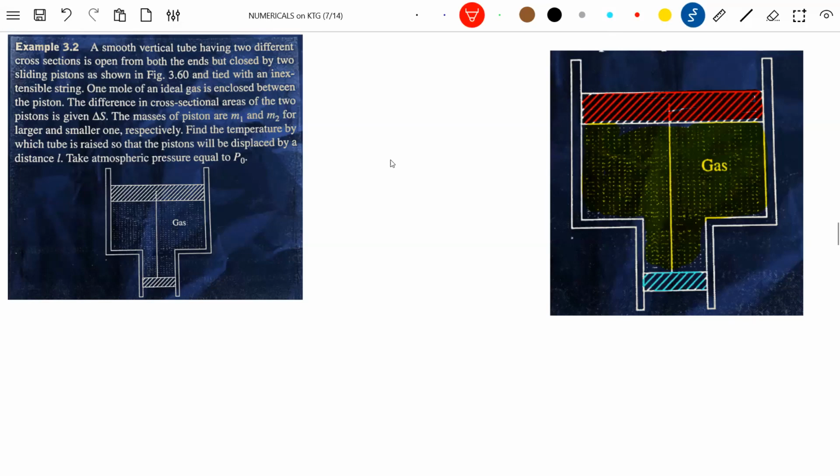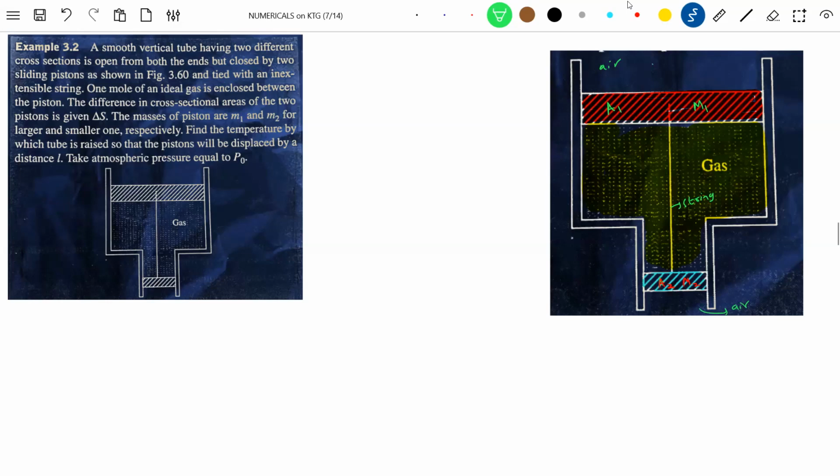What is the area of cross section of this piston? Let it be A1. In a contrast color, area of cross section of this be A2. Mass of this be M2, mass of this be M1. This is the string. Here air is present, here also air is present.